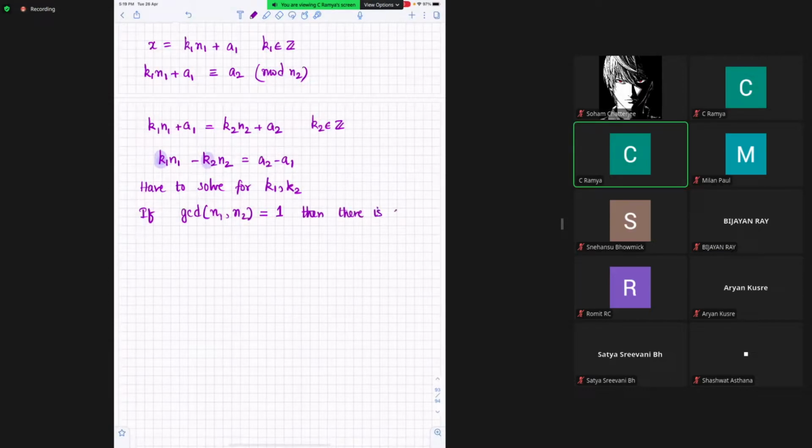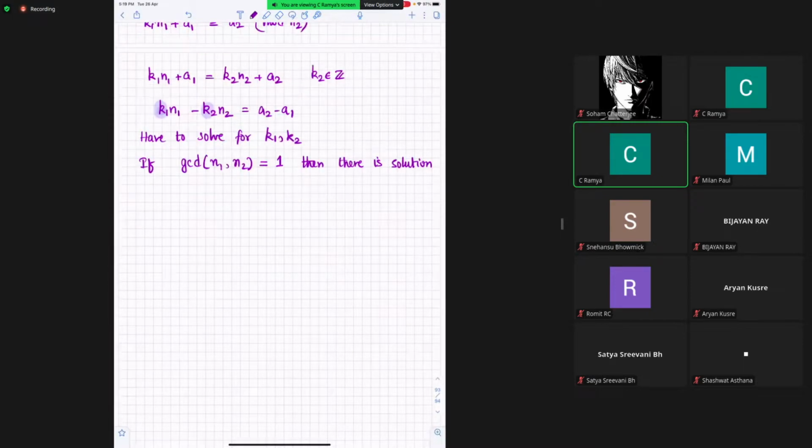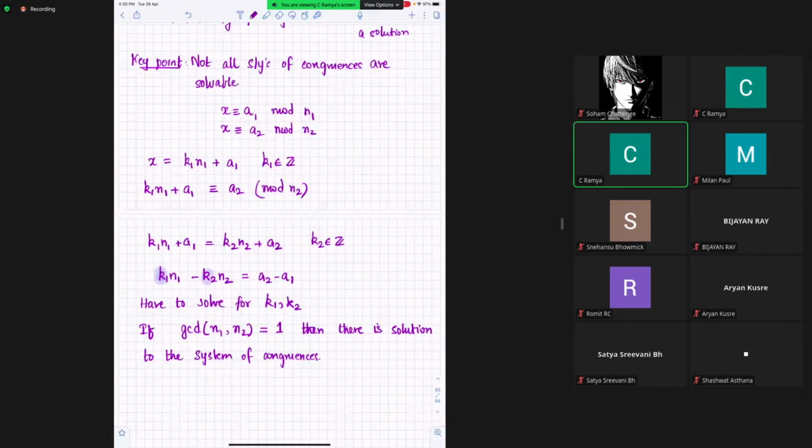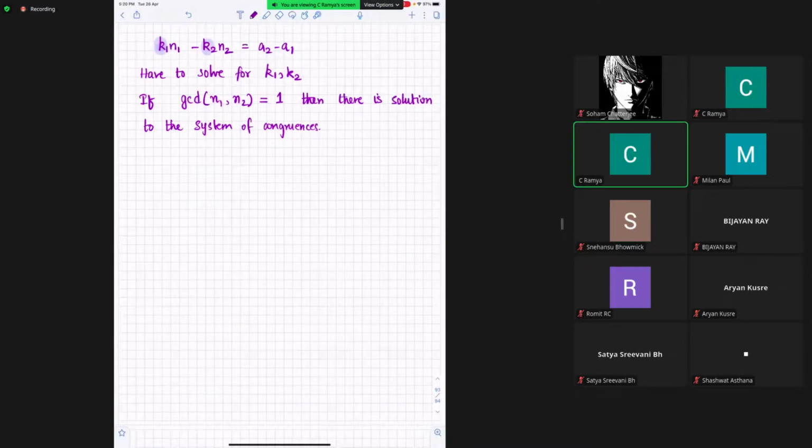Is this clear to everybody? Actually, what I would have wanted is I just want GCD of N1, N2 to divide A2 minus A1. But the problem is I do not have any control on A2 and A1 because that is given to me as part of the problem. So the only thing I can guarantee is that as long as GCD of N1 and N2 is 1, definitely there is a solution. So this means that whenever N1 and N2 are relatively prime, I can find a solution to the system of congruences.